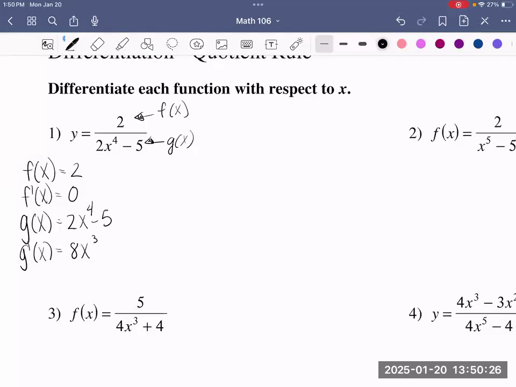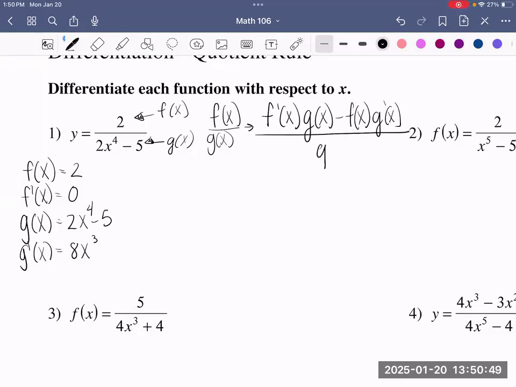Now with your quotient rule, it just goes that if we have f of x divided by g of x, then when we go ahead and derive, we're going to take f prime of x times g of x minus f of x times g prime of x, divided by g of x all squared. So now when we go to put that into our equation, notice that we have everything set up, and now we just need to actually go ahead and work it in.